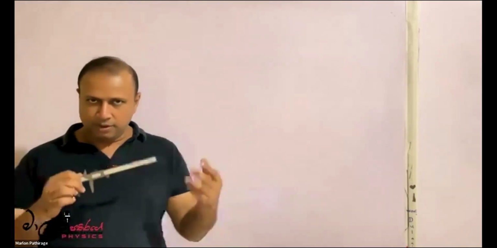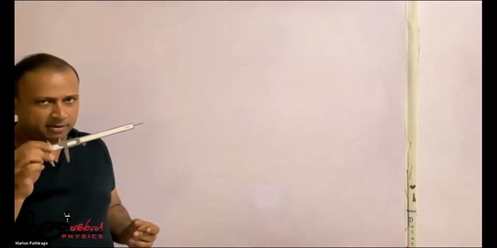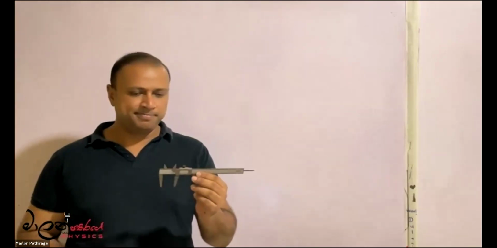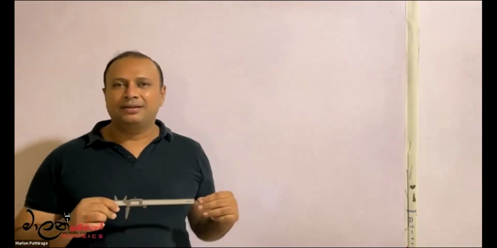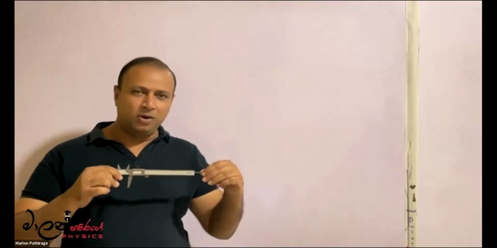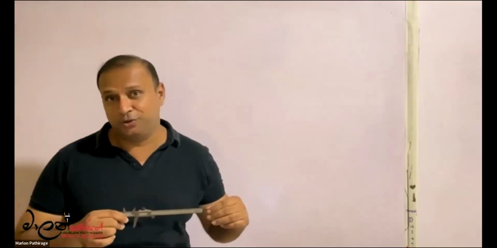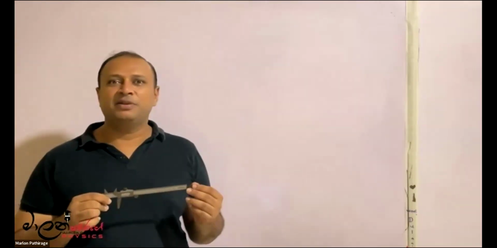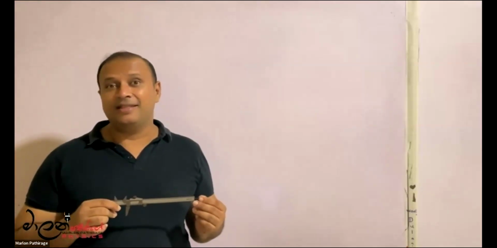Okay. Look at this one. So this is the vernier caliper. Actually, this is something like a ruler. It is a ruler, but it is an accurate ruler. But there are some special features compared to the ruler.